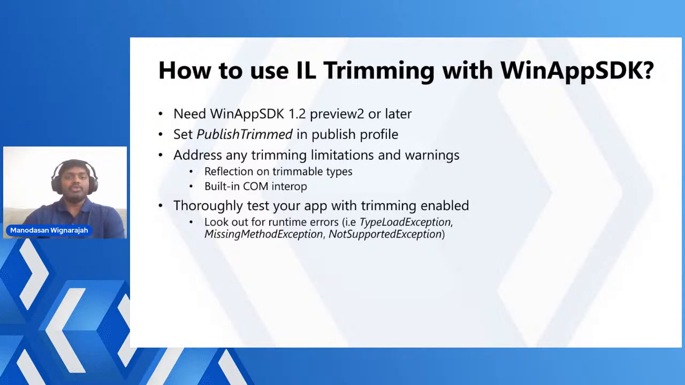Another thing, as you mentioned, is that when you do trim your app, you should make sure that you thoroughly test your app, because it could result in unexpected types getting trimmed if .NET didn't manage to statically analyze that you're using a certain type, or even behavior changes from certain types going away that impacted how your app behaves. So you should thoroughly test your app and look out for any runtime errors, such as type load exceptions, missing method exceptions, and not supported exceptions.